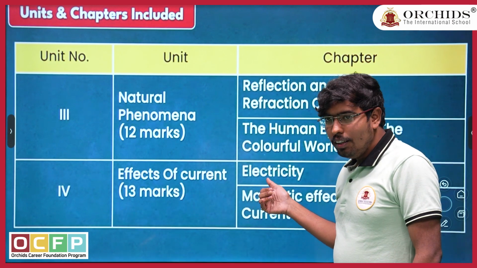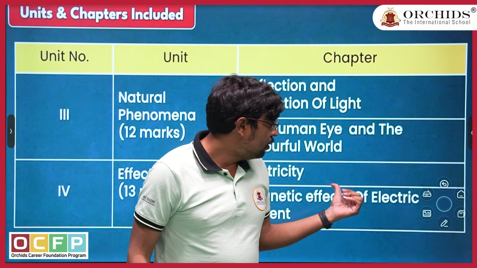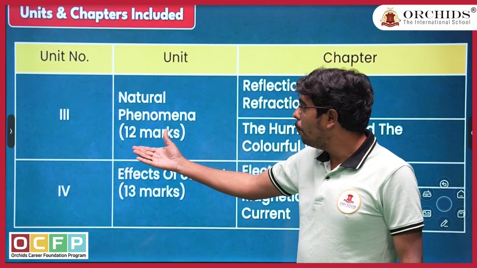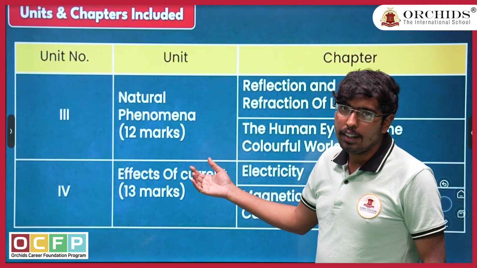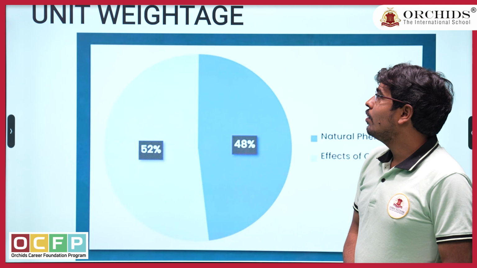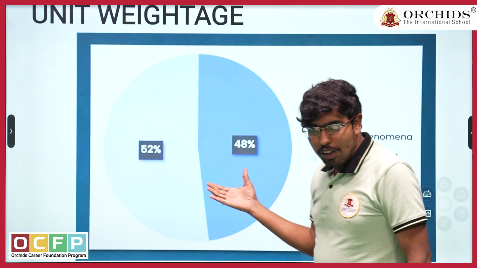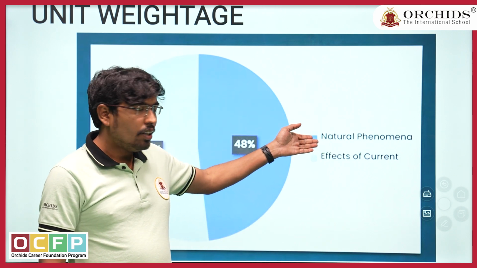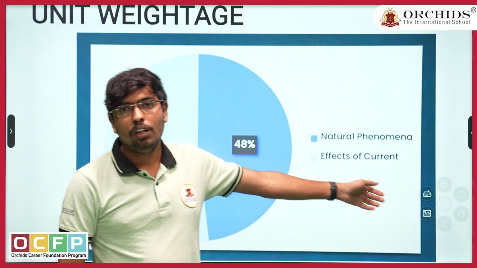We have electricity and we have magnetic effects of electric current. Both of the chapters have almost equal weightage, like 12 marks from natural phenomena on average, and 13 marks from the effects of electric current. Now if you come to the unit weightage, it is around 52% and 48%. So both are very important. You cannot skip anything. Both have equal weightage, natural phenomena and effects of electric current. Both you have to prepare in equal terms.